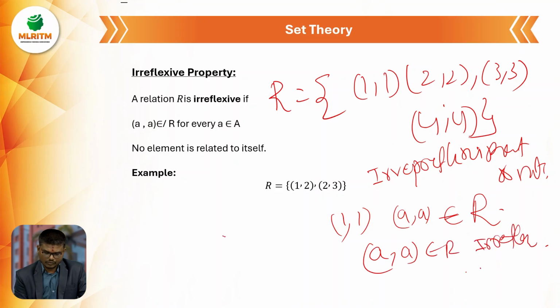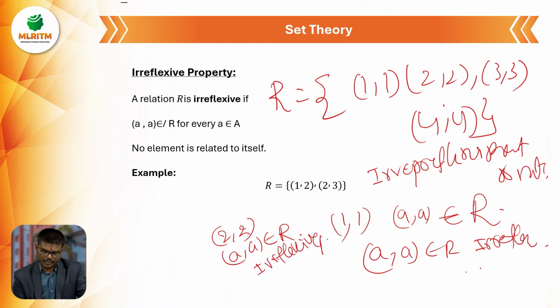And here 2 comma 2, both elements are the same, so a comma a belongs to R. So it is not satisfying the irreflexive property. And the same for 3 comma 3 and 4 comma 4, which do not satisfy the irreflexive property. So this is about the irreflexive property.